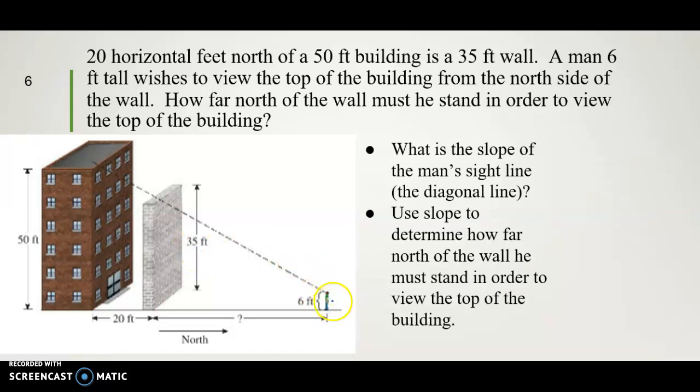We have at the beginning a man who is 6 feet tall, and we are asked how far north of the wall the man must stand in order to view the top of the building. And we have that down here as this question mark. So how far north must the man be in order to view the building? So the first question that we're asked in this whole scenario is, what is the slope of the man's sight line, which is the diagonal line in the picture?